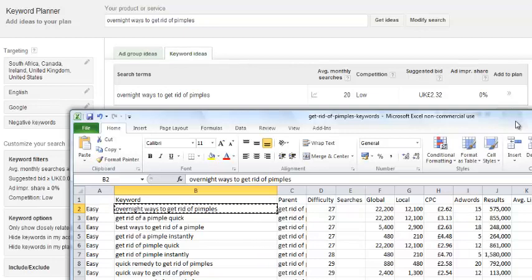So basically, you're looking for ideas in the Google Keyword Planner now, really. So you're not looking too much for search totals. You're looking for ideas. So anything that works, you know, overnight ways to get rid of pimples, for example, is something that you might search for. If it's low competition, it's worth chasing.